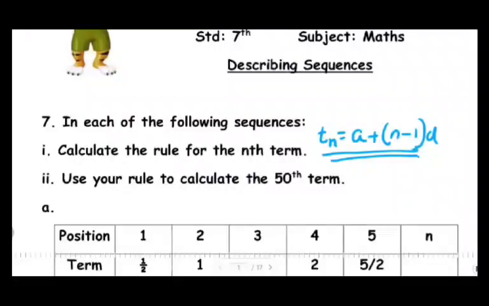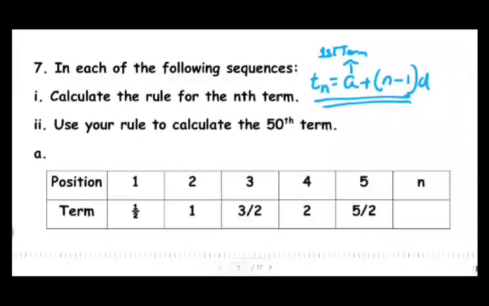So a stands for the first term in the sequence. So look at this one. What's the first term? Half. n stands for the position number, and d stands for the difference between two terms.